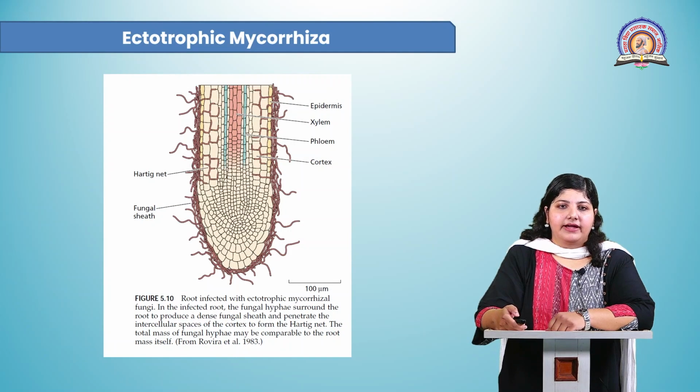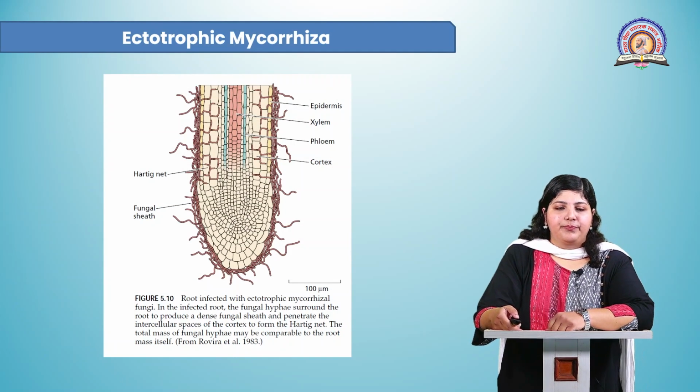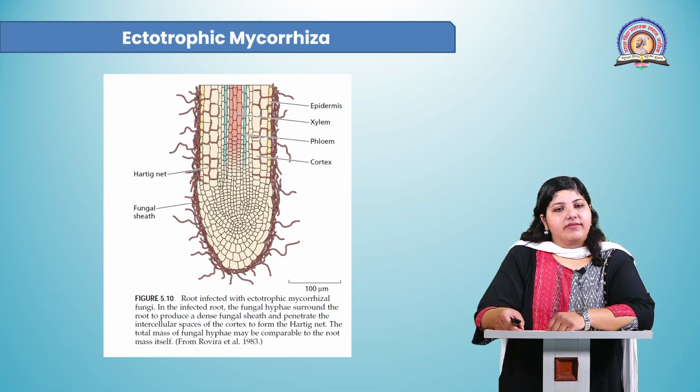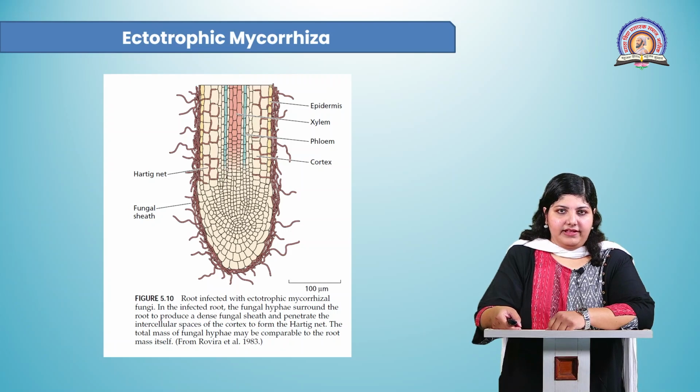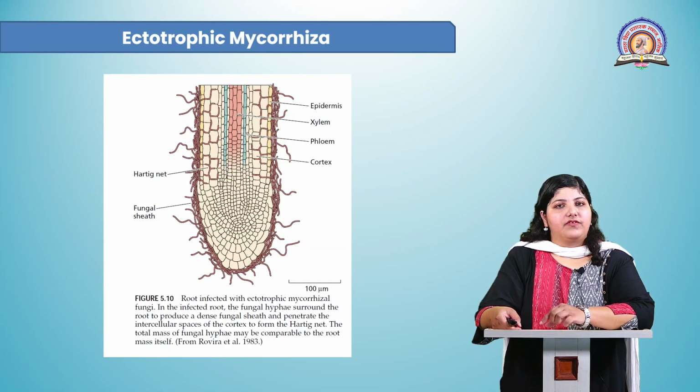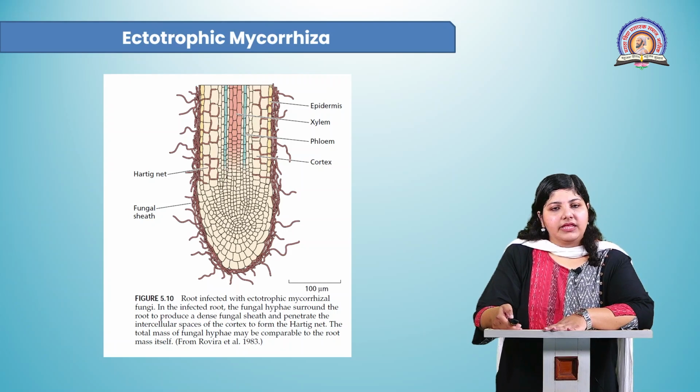You can see the diagram of a root here, and outside the root, you can see the ectotrophic mycorrhiza in this figure. This ectotrophic mycorrhiza forms a network of fungal hyphae, fungal mycelium, over the surface of the root. They do not penetrate the root cells directly, but they might be present in the intercellular spaces of the different root cells. And they form a fungal sheath around the root hair.